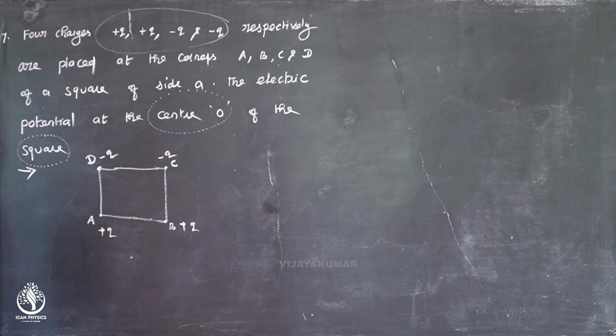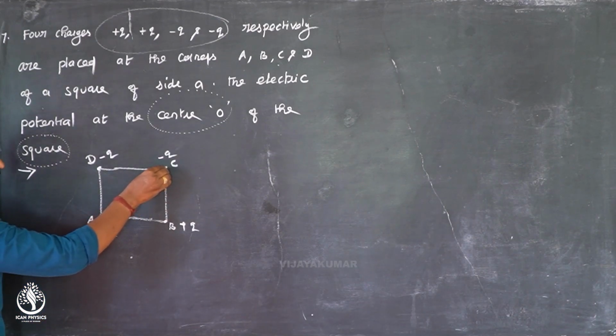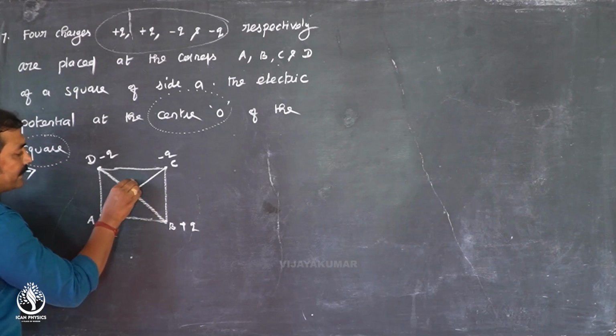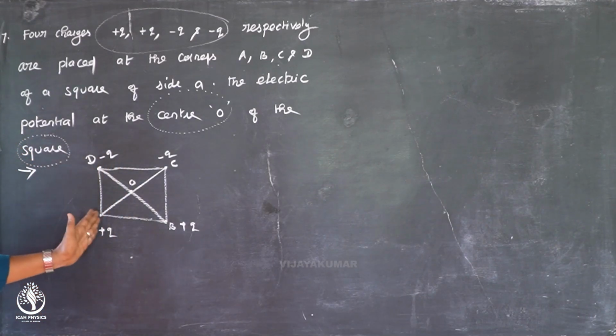Okay, at the center O of the square, which may be the center of the square. When we join the diagonals, they intersect at a point, and that point is taken as O. At that point O, what is the electric potential? For this I am going for two solutions.